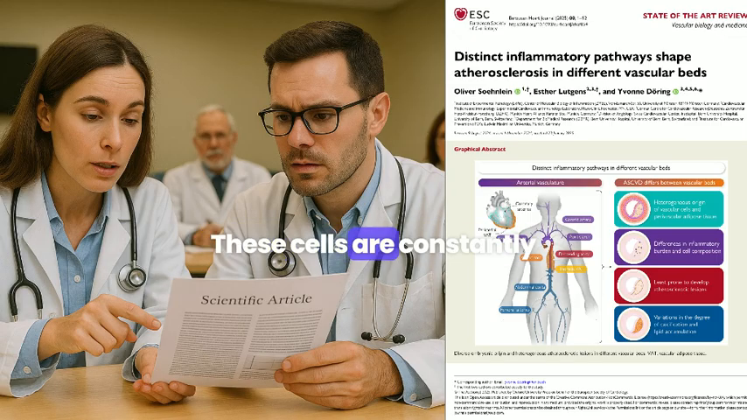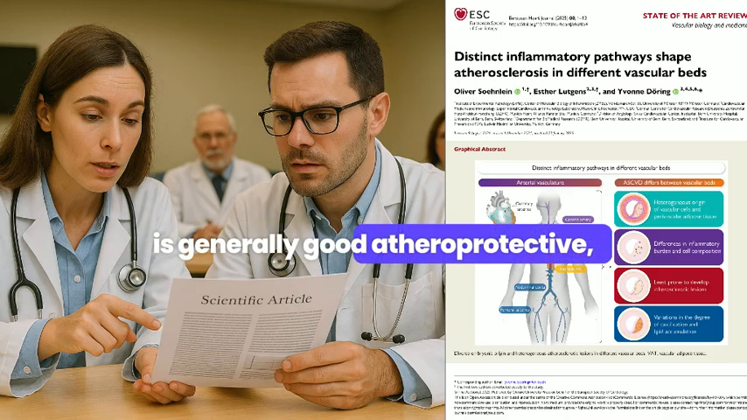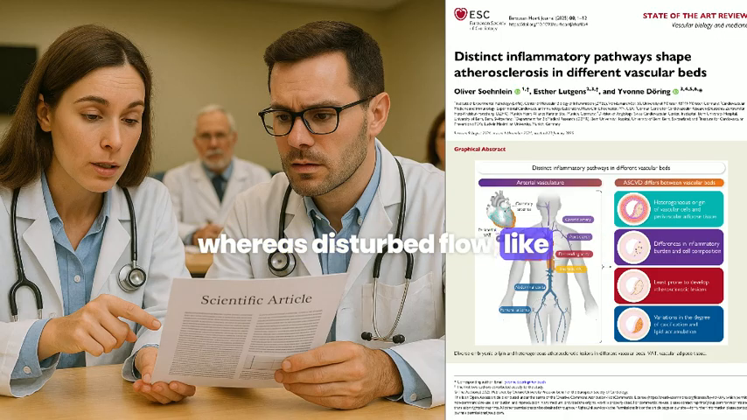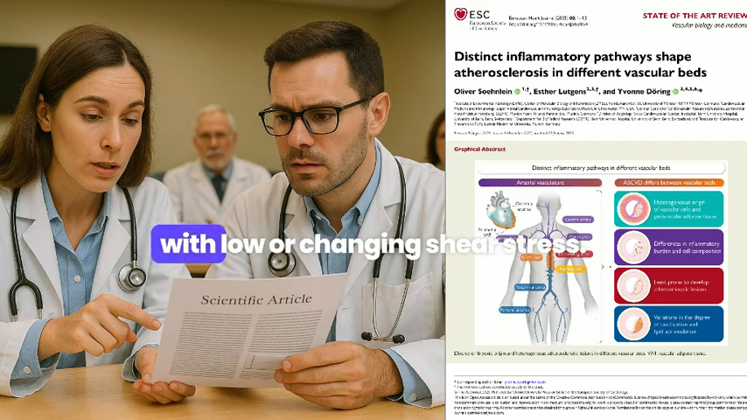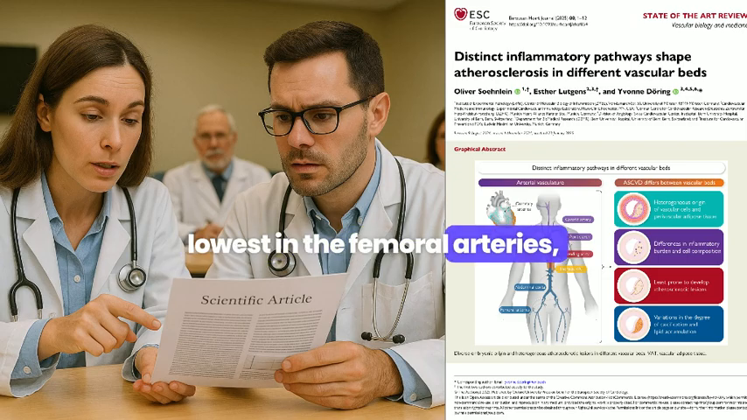Exactly. These cells are constantly sensing shear stress. Stable, smooth flow, high shear is generally good, atheroprotective. Whereas disturbed flow, like at branches or curves, with low or changing shear stress. That's where trouble starts. It promotes atherogenic responses in those endothelial cells. And shear stress isn't the same everywhere, is it? Not at all. The review notes it's generally lowest in the femoral arteries, intermediate in the carotids, and highest in the coronaries.